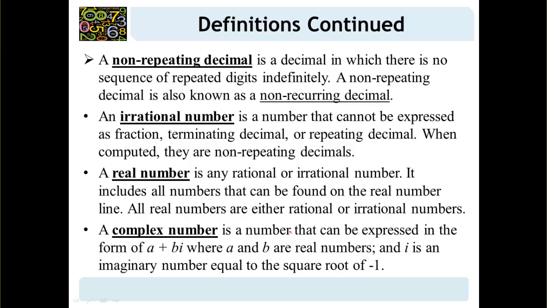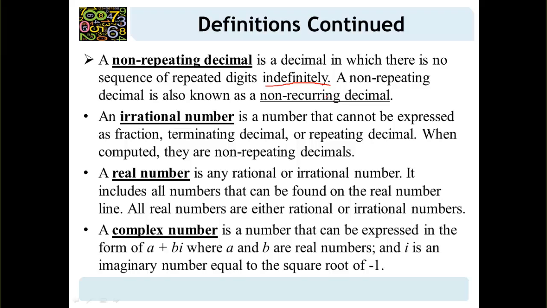The next is the non-repeating decimal. A non-repeating decimal is a decimal in which there is no sequence of repeated digits indefinitely. So a non-repeating decimal is still infinite. It keeps going and going forever, ad infinitum. Ad infinitum means till infinity. But there is no sequence of repeated digits. The digits do not repeat. A non-repeating decimal is also known as a non-recurring decimal.